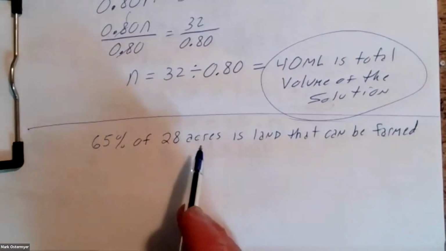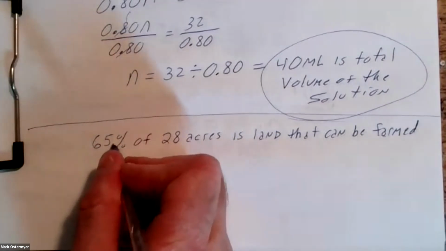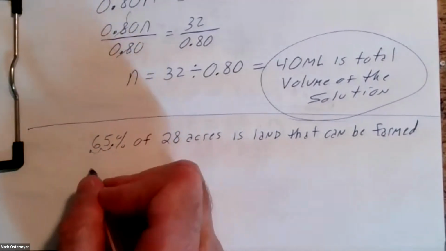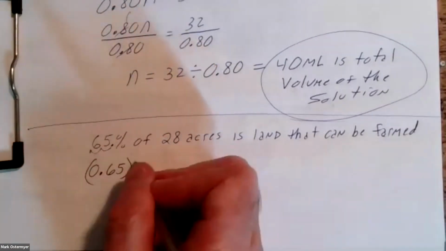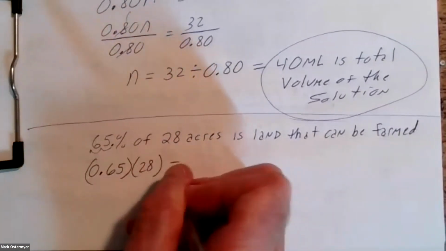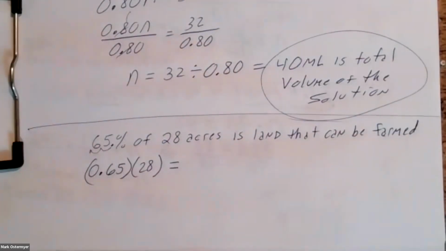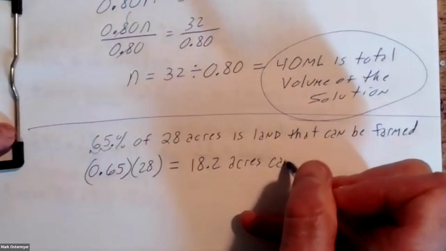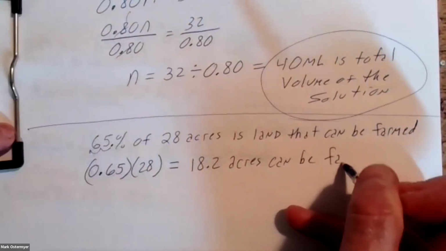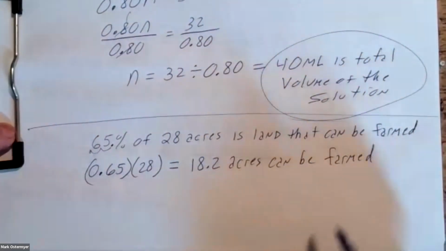How do you take 65% of 28? Change the percent to a decimal, shift the decimal 2 places to the left. Of means multiply. So now you multiply it by 28. And you tell me how many of the 28 acres can be farmed? What's 0.65 times 28? 18.2. All right, so 18.2 acres can be farmed.